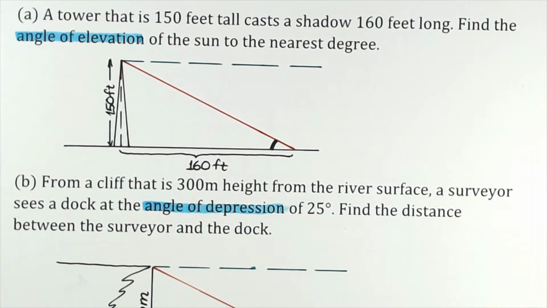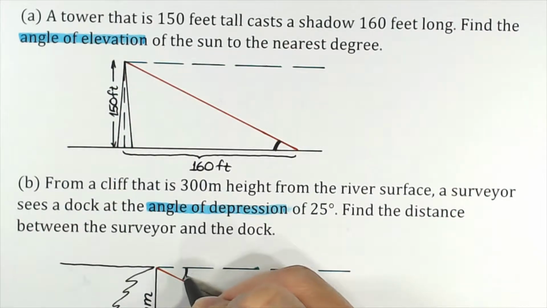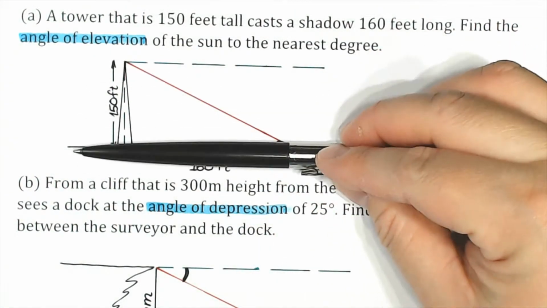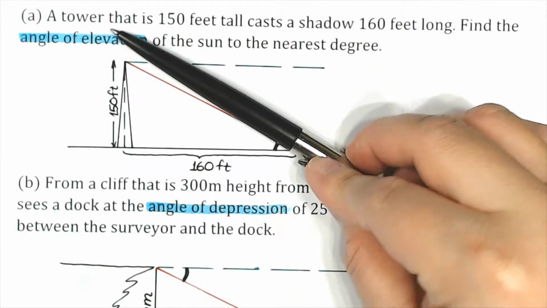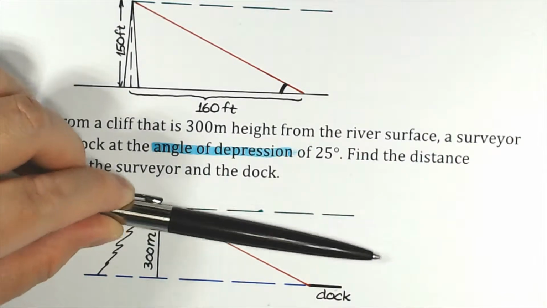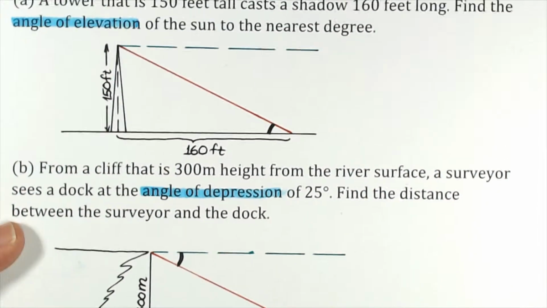In this case, we're looking down from the horizon. It is going to be the angle of depression. So if from the horizon we're looking up, that is the angle of elevation. And from the horizon, looking down, that is the angle of depression. And now we do the first one.